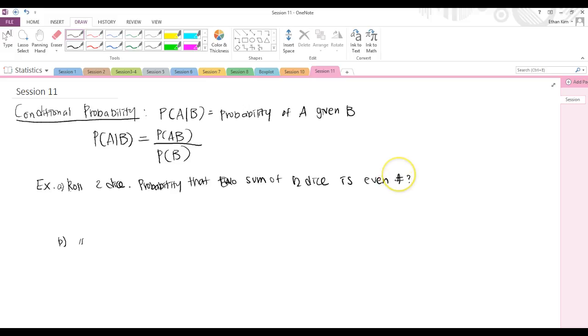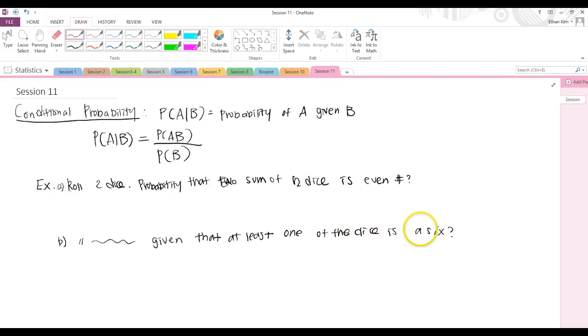So roll the 2 dice. What is the probability that the sum of the 2 dice is even, given that at least one of the dice is a 6? Okay, so roll the dice, probability that the sum of the 2 dice is an even number. So this is going to be just a regular probability question.